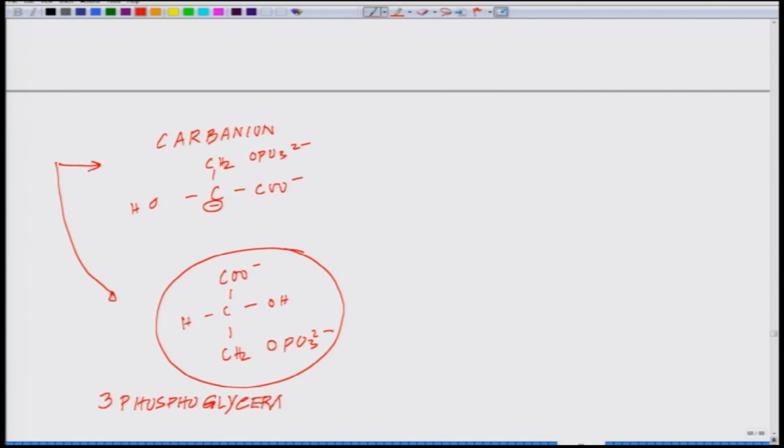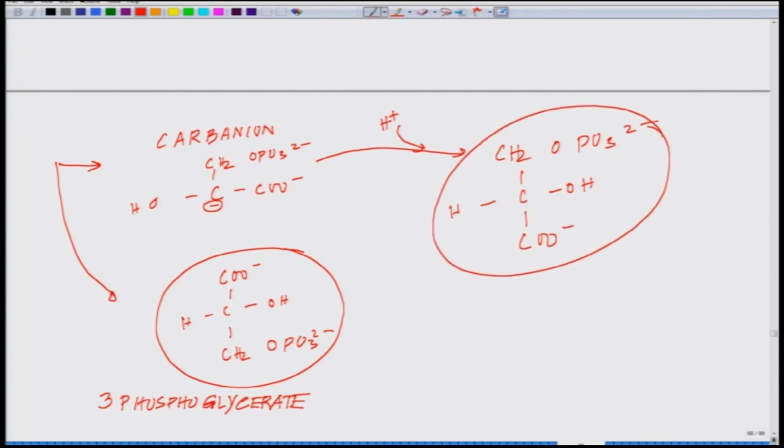Whereas, this molecule further, after addition of another proton, forms the same thing. You remember there are a lot of protons which played a critical role. So, OPO3 2 minus, C, OH, H and COO, another 3 carbon. So, the carbanion forms 3-phosphoglycerate.